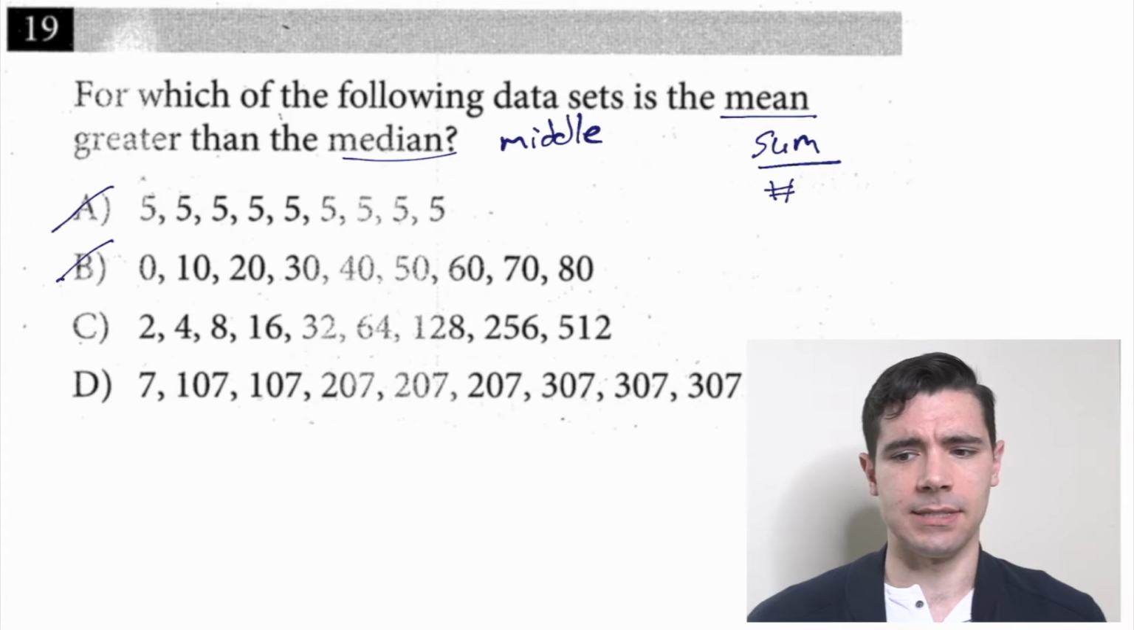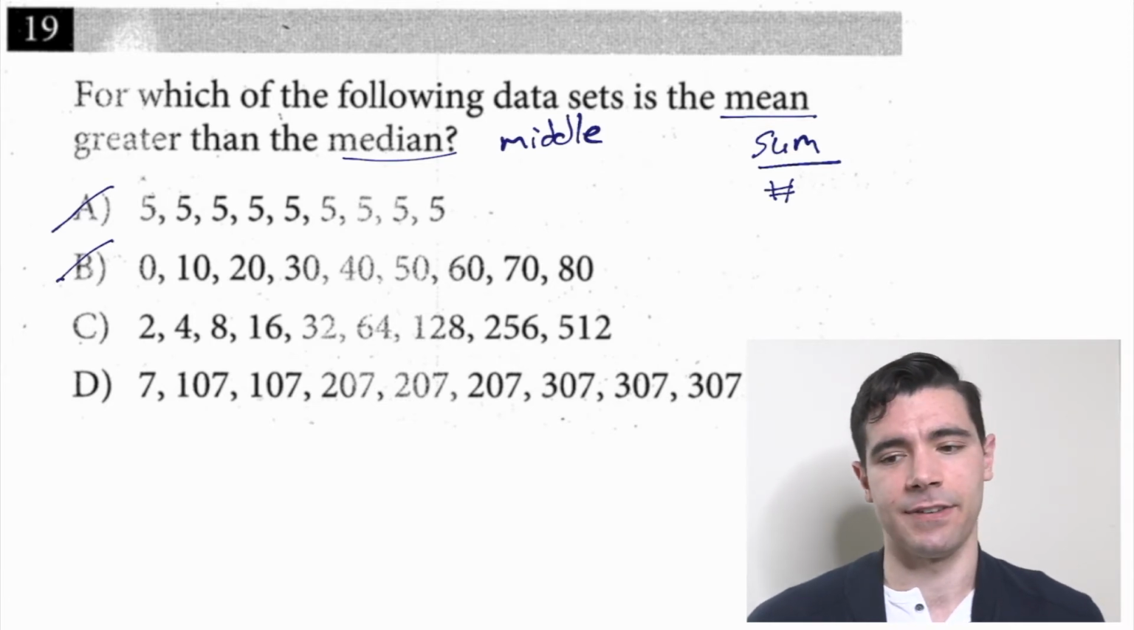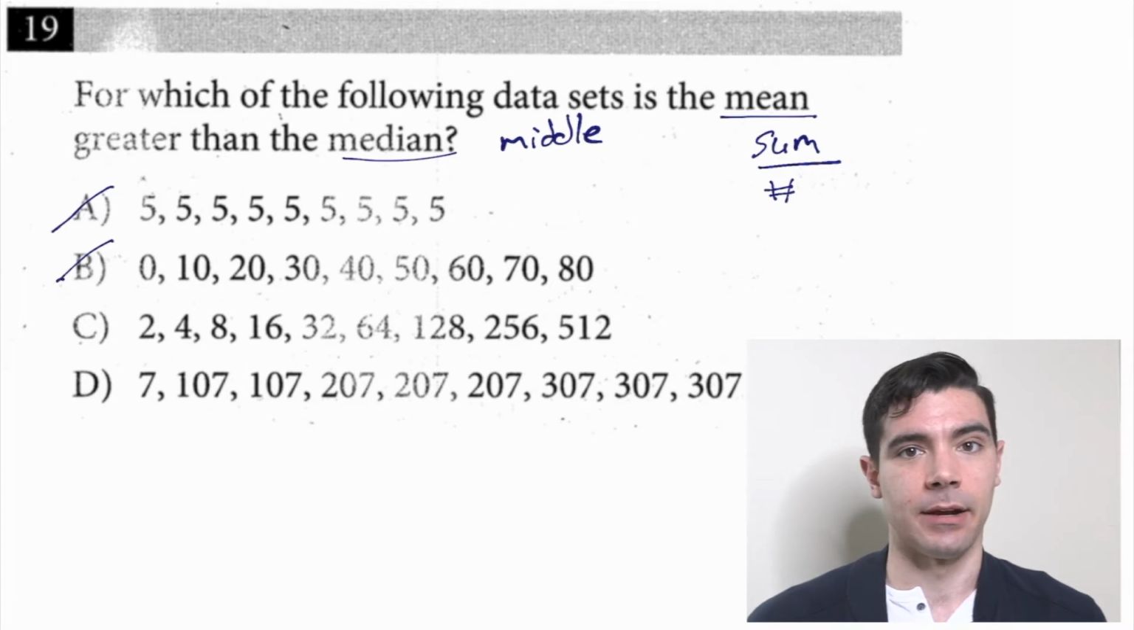2, 4, 8, 16, 32, 64, 128, 256, 512. Those numbers got big at the end there, right? So C seems like a pretty good choice. The middle number is going to be somewhere around 32 and 64, but 512 is way bigger than that. Okay. And then we look at D.